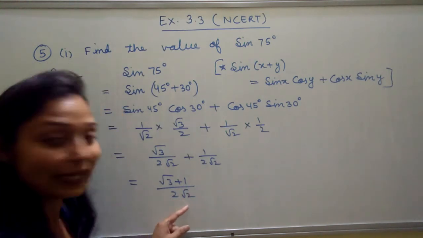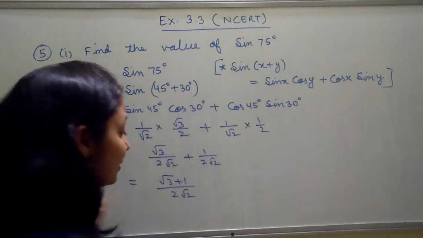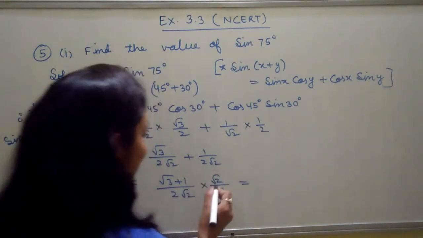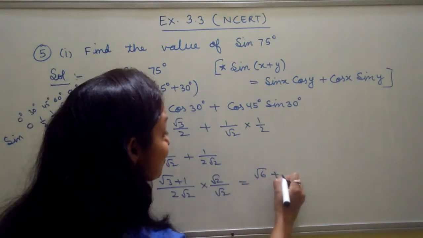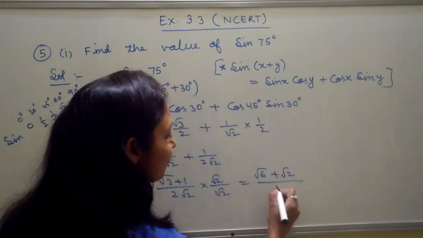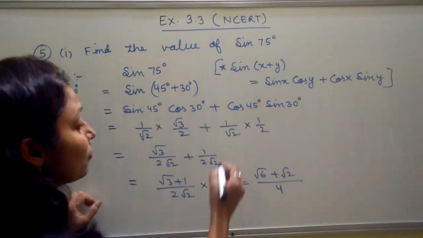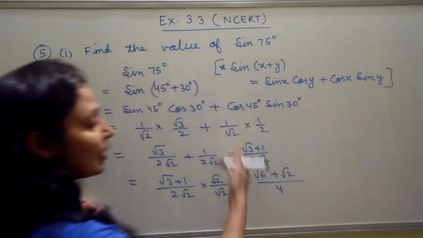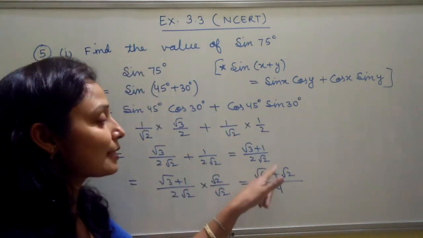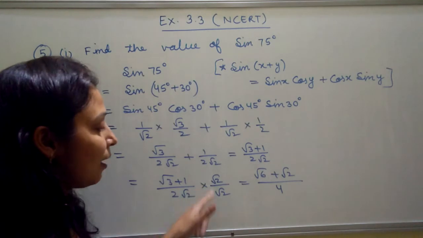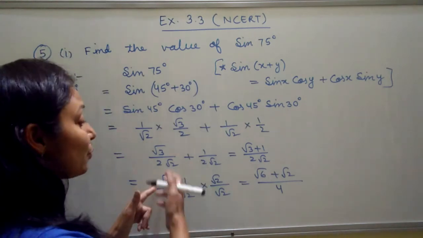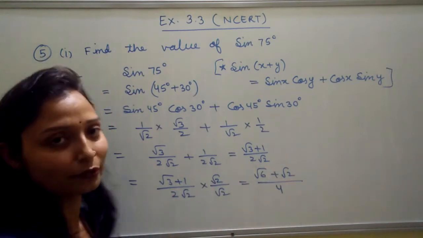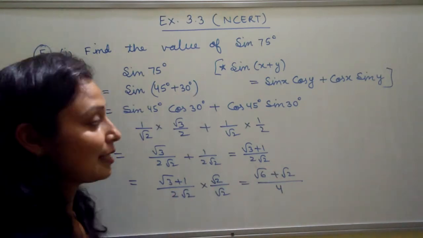If you want to remove the irrational number from the denominator, you have to rationalize it. Root 3 into root 2 is root 6, plus root 2, upon 2 twos are 4. If you don't want to rationalize, you can leave it as it is: root 3 plus 1 upon 2 root 2, no need to rationalize. If you do, rationalize with root 2 over root 2: root 2 into root 3 is root 6, plus root 2, and 2 twos are 4. So this is the way to solve this type of question.